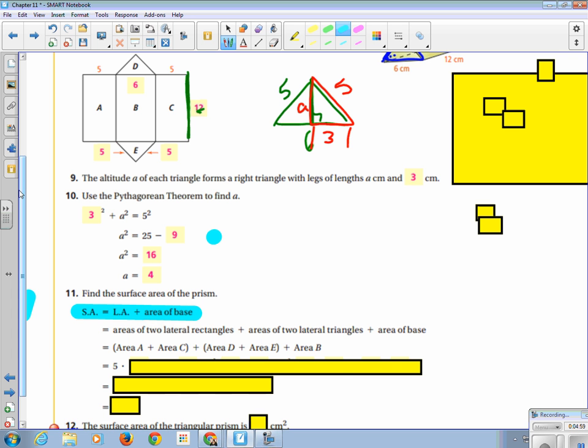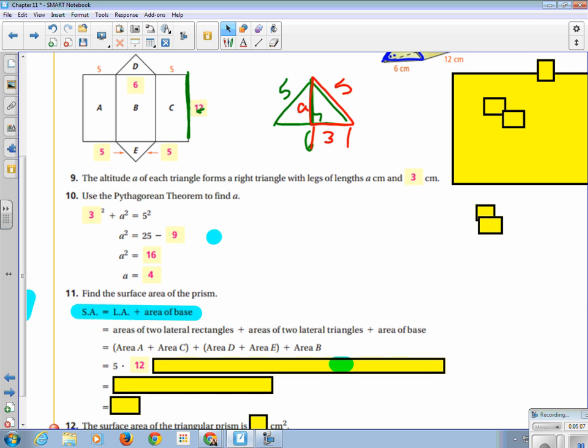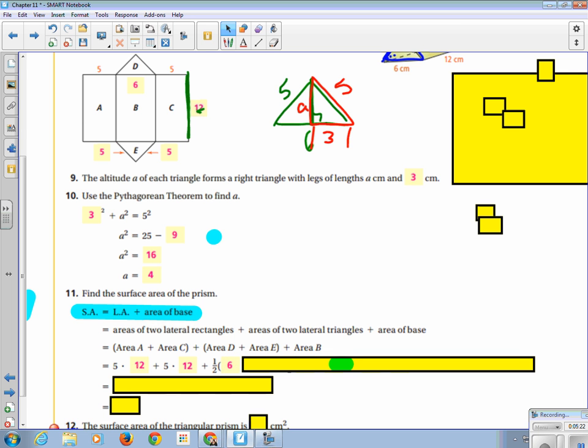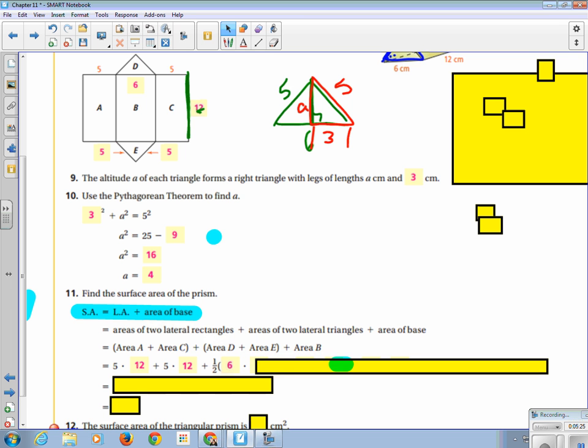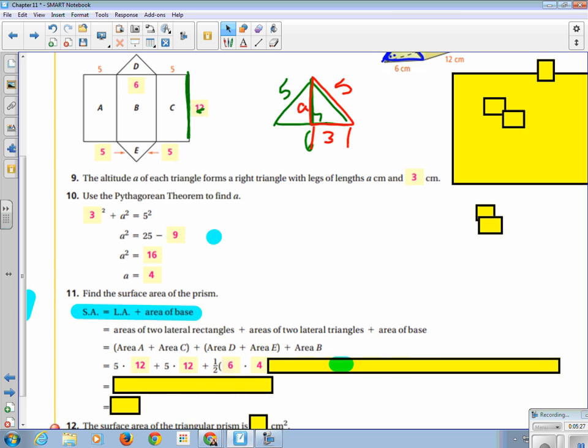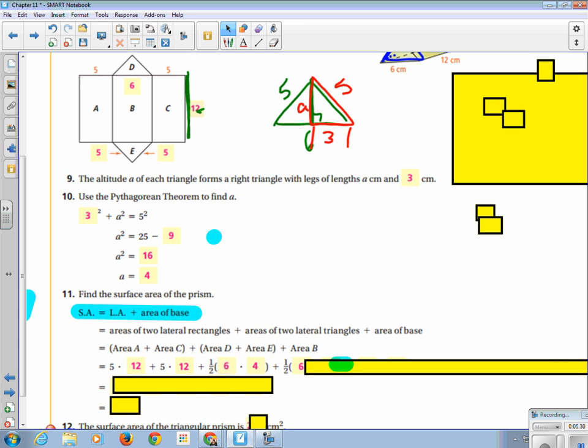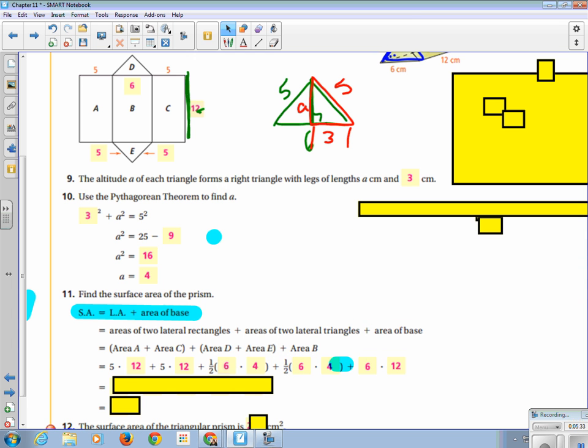So let's fill in the numbers. For area A, we have 5 times 12. That's the area of that rectangle. Plus another 5 times 12, because it's the same area, both of them. Then we have a 1/2, so we're going for the triangles. 1/2 base, just 6, times the height we found, which is 4. And there are 2 of those. Plus the area of B, which is 6 times 12.